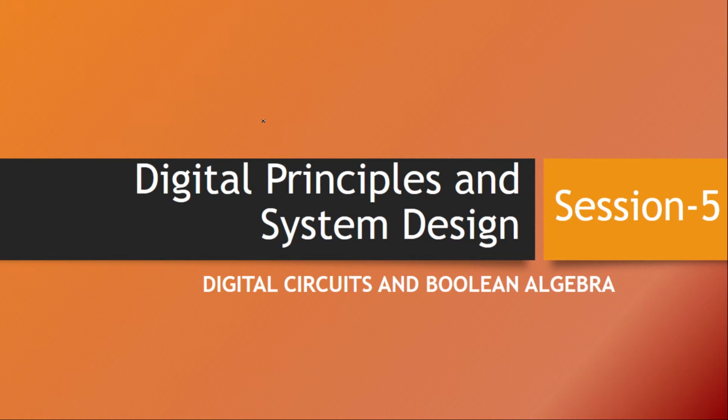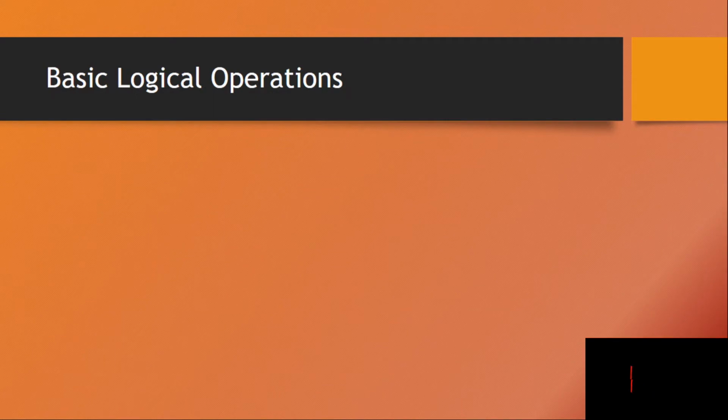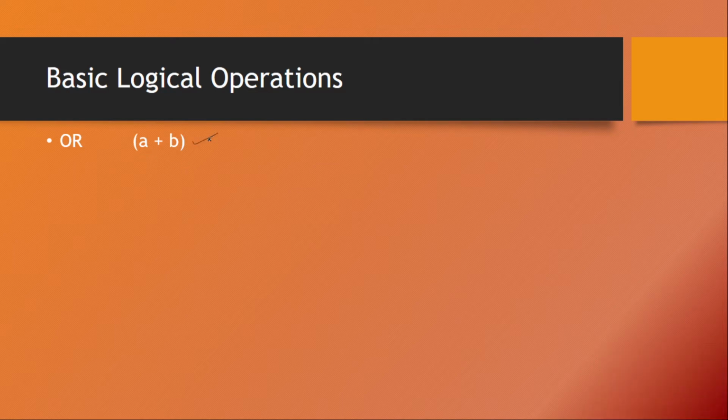So today we are going to learn about digital circuits and Boolean algebra. So moving forward, let's try to understand all the different basic logical operations that we have. Let's get started with the first operation, that's OR, which is represented by A plus B. The second operation is AND, which is A dot B, or we can just put it as A product B. And the third one is NOT, which is also called complement.